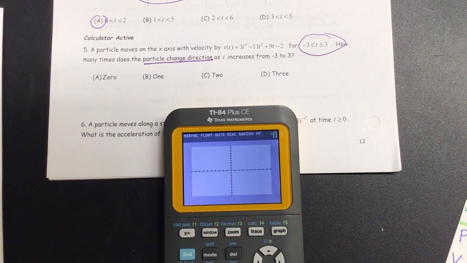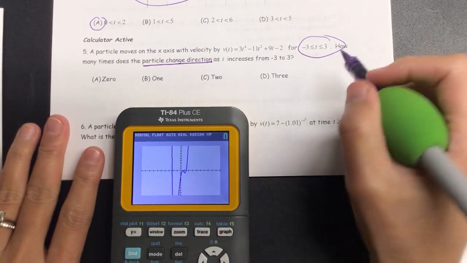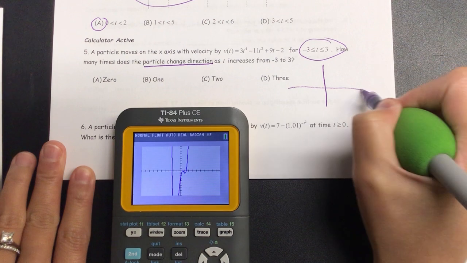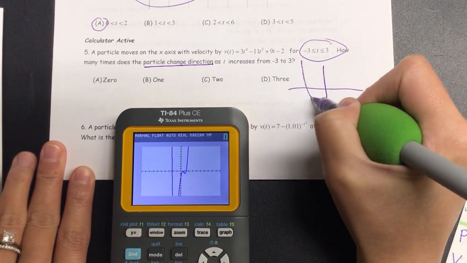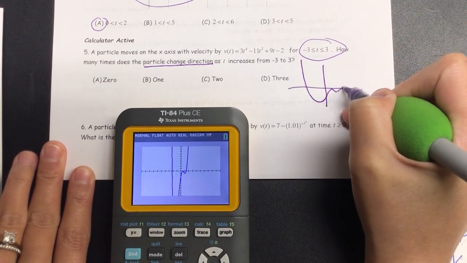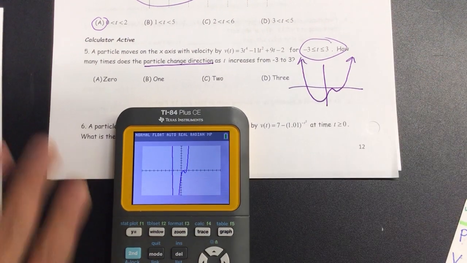What does Zoom 6 do again? It makes it 10 by 10. Okay. So let's sketch this graph. This graph is doing, really big. I'm going to exaggerate on some parts and some I'm not going to. So here I have my graph.